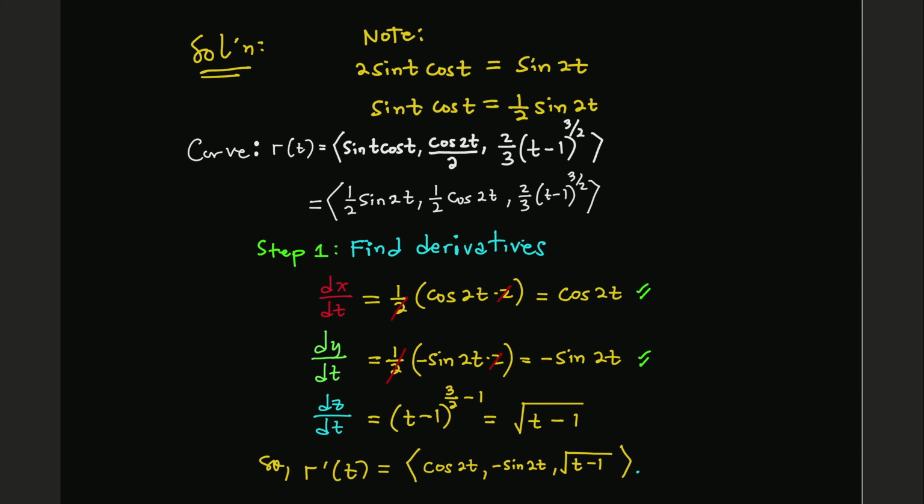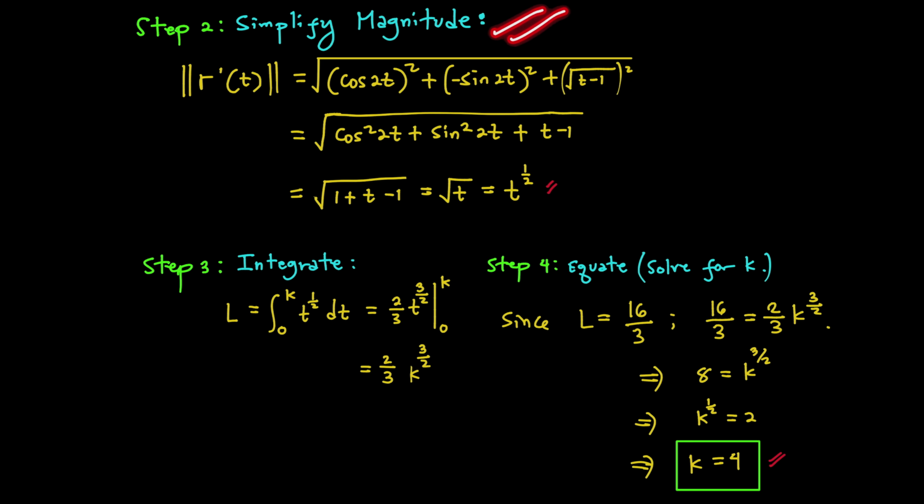So what we did here is we first simplified the curve and then did the usual steps, which are finding the derivatives, simplifying the magnitude, and integrating. We simply added another step for solving the value of k. So here we obtain a unique value of k which is equal to 4.